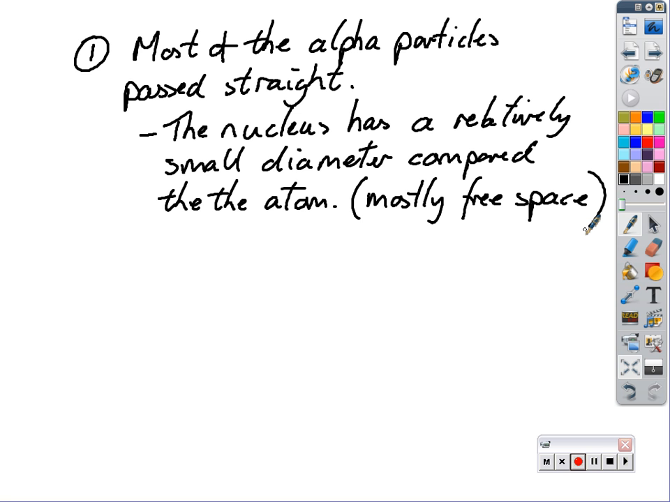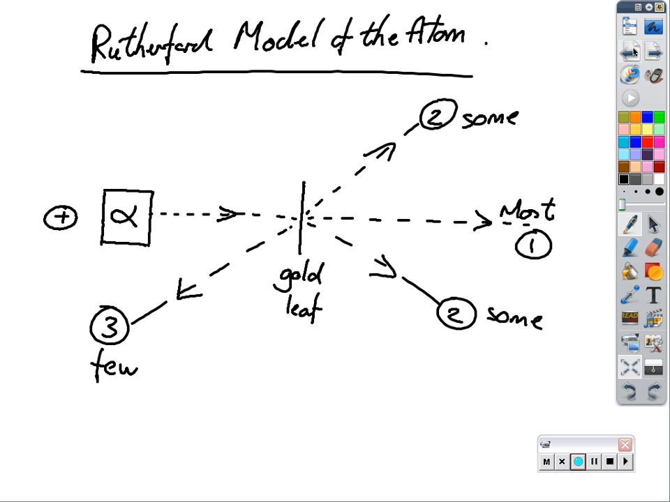Okay, so the nucleus has a relatively small diameter compared to that of the atom. Right, and the second thing, number 2. If we go back and have a look, the alpha particles are firing along here, and then they're hitting off something and bouncing that way, and some of them are even bouncing straight back. Now, what number 2 tells us is that if it's going to deflect them like that, the nucleus must have quite a large mass.